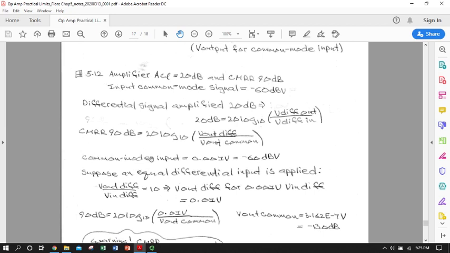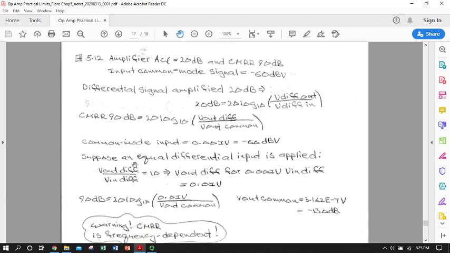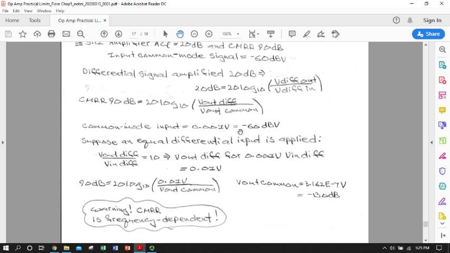I'm going to do the same thing with what someone's told me my common mode input is. So I'm going to say negative 60 dBV is the same thing as 1 millivolt, basically, which is pretty hefty if we've got a small differential signal. So we'd like to see if we can reject that. So we could assume we have an equal differential input applied. That makes it easier for calculation purposes.